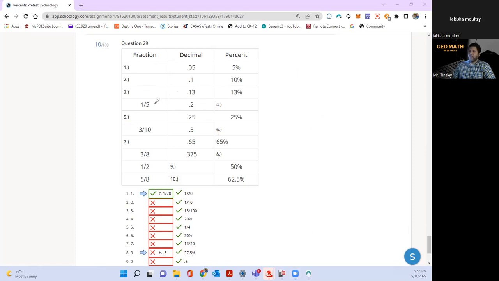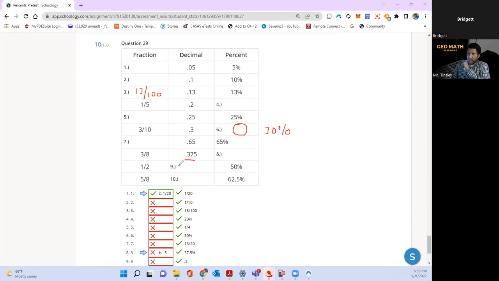So I didn't know what fraction you wanted. 13 over 100. So here, this percent will be what? For number 6, what will be the percent? 30%. So for number 6, you will write 30%.